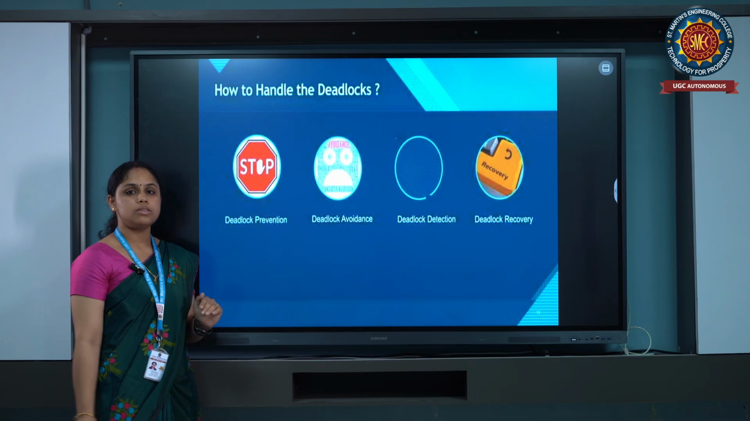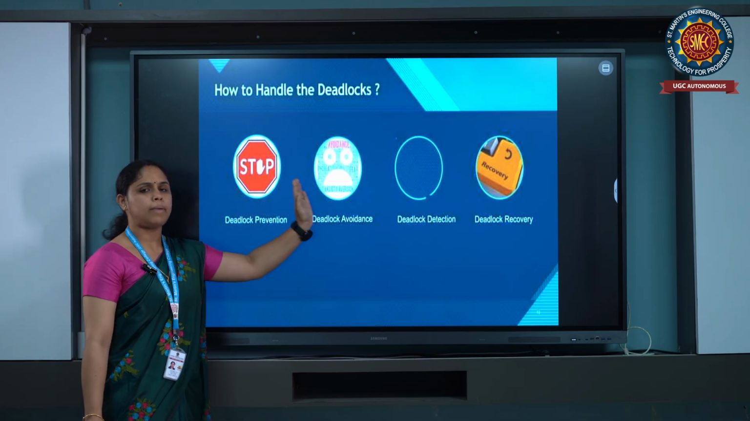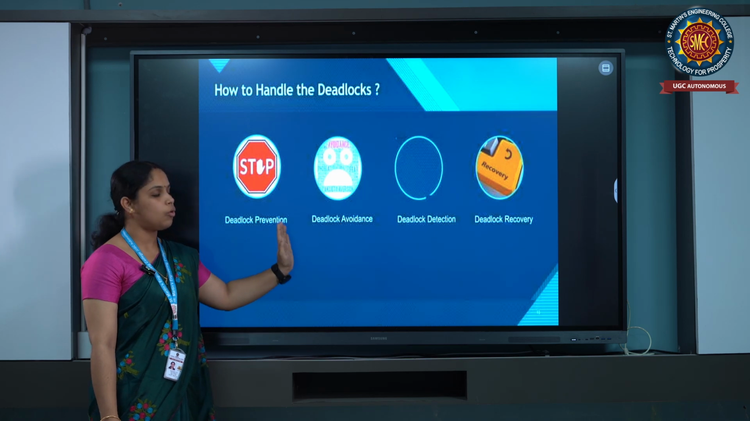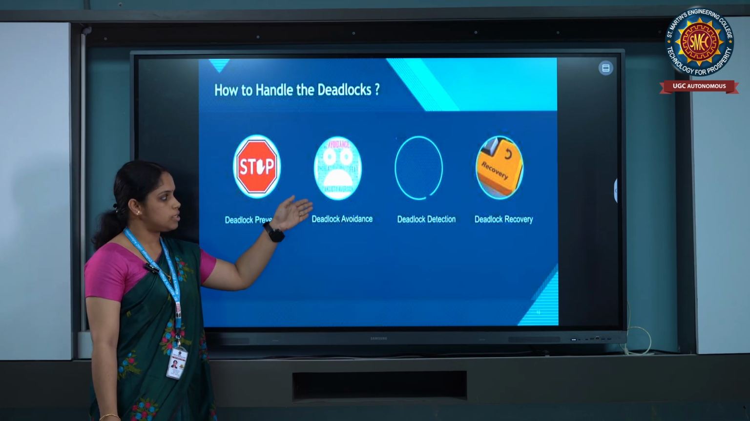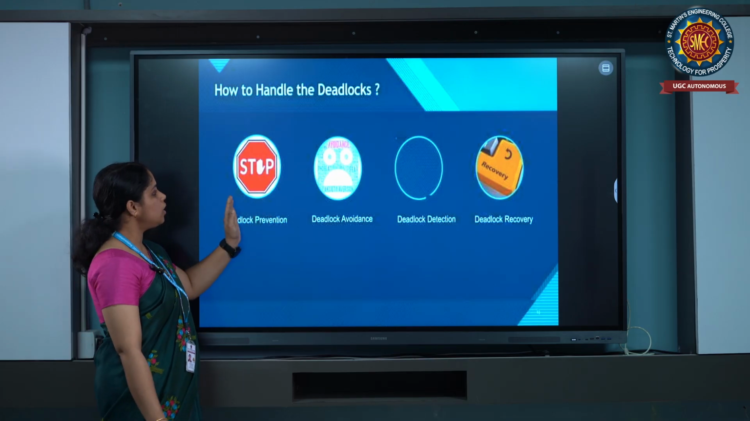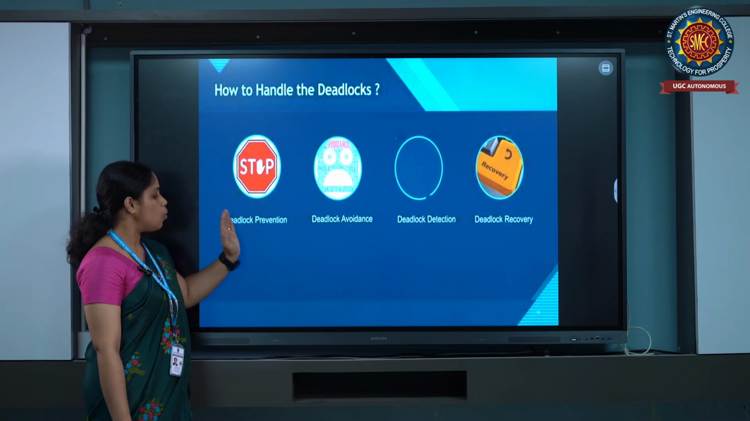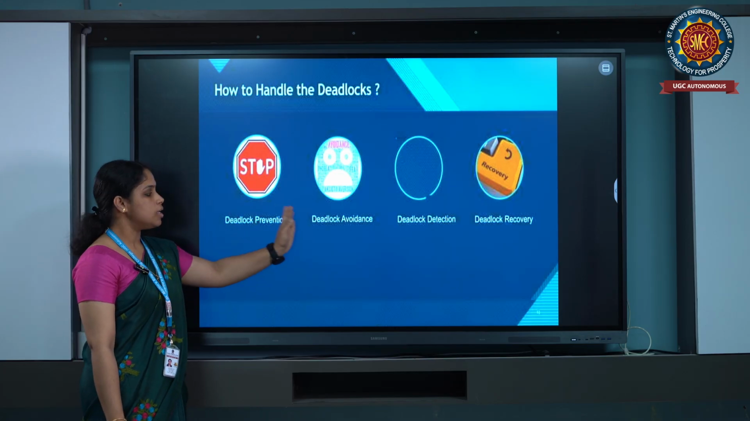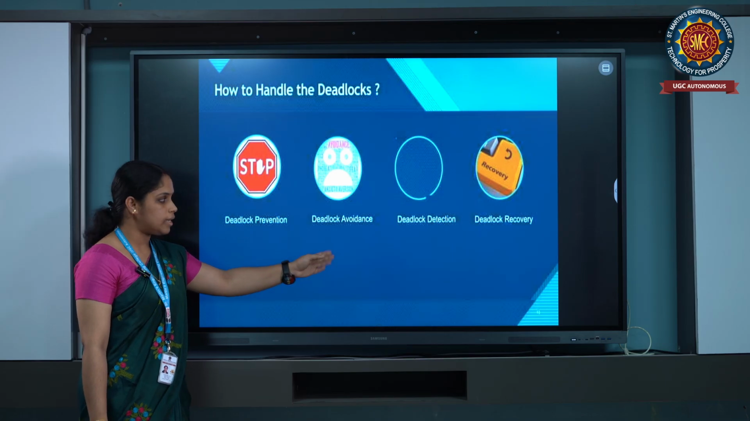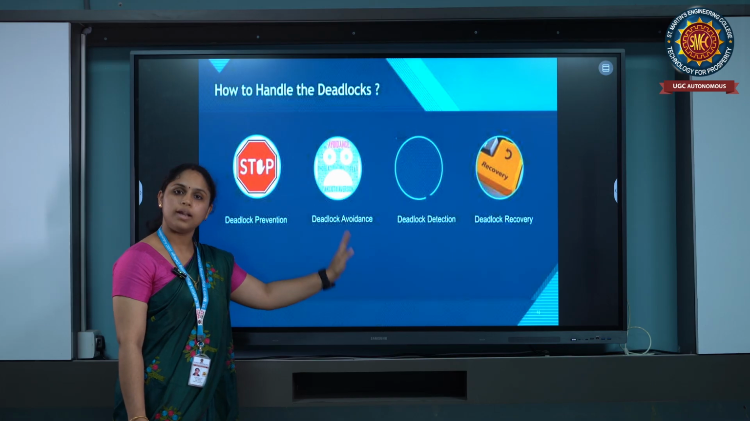Next is how you can prevent the condition of deadlock. Or rather, you can call it handling a deadlock. There are mainly four approaches. One is deadlock prevention. The second is deadlock avoidance. The third is deadlock detection. Finally, it is deadlock recovery.